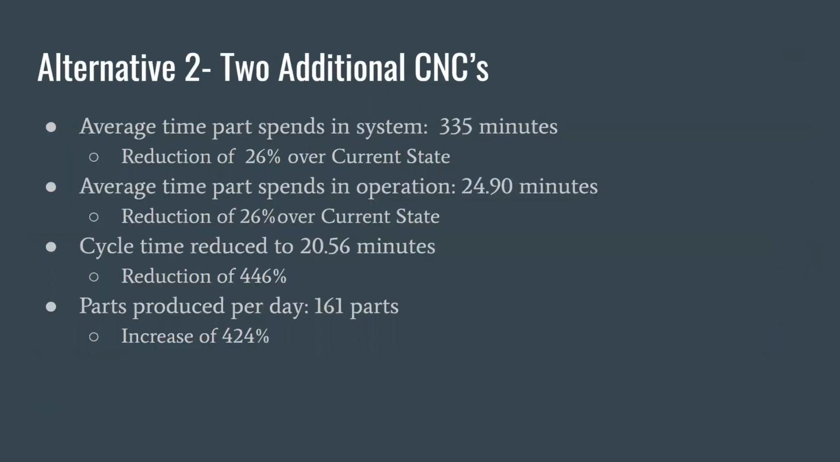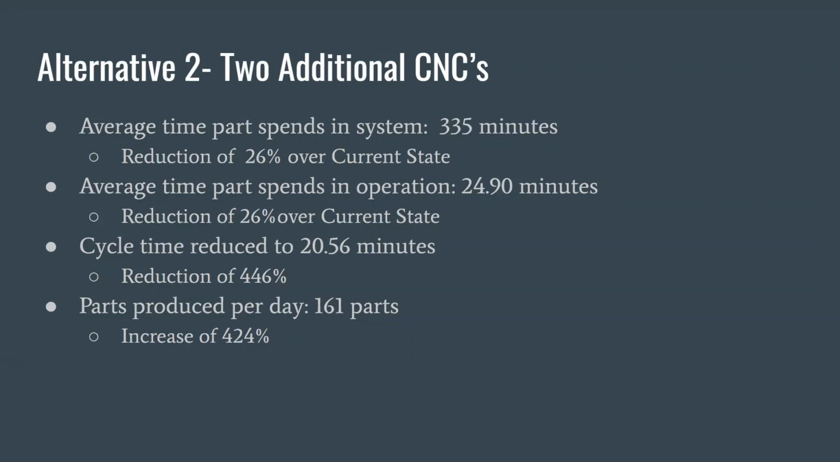For our second alternative, we considered adding 2 additional CNC machines into the cell layout, which could be purchased at $90,000 each or $180,000 in total secondhand. Due to them having a total of 3 CNC machines at their disposal, they could continue to only run 2 shifts per day, which would have a dramatic result on their labor costs.